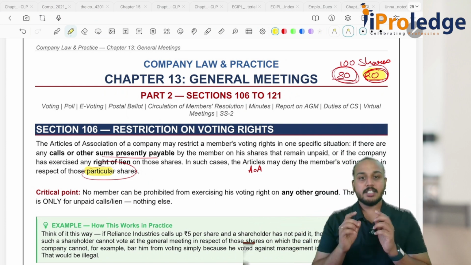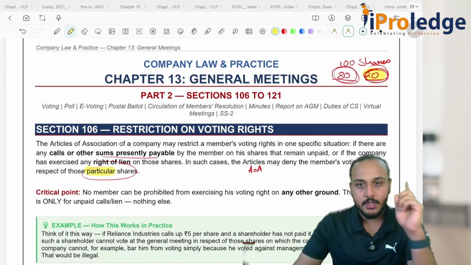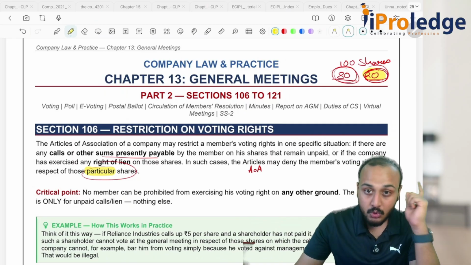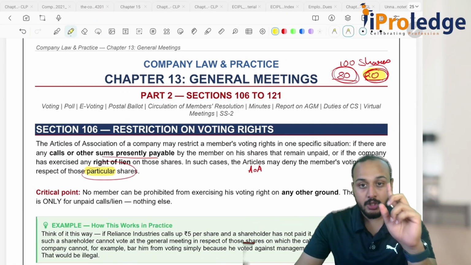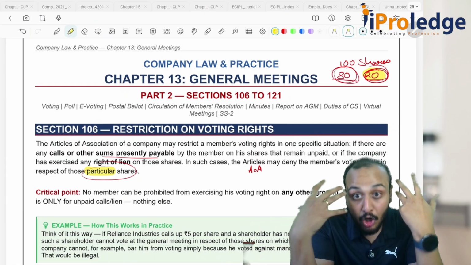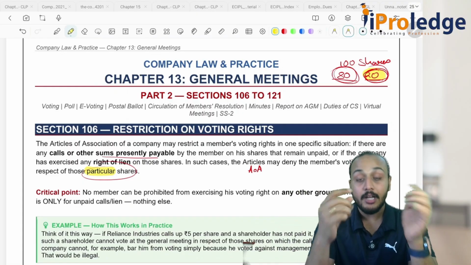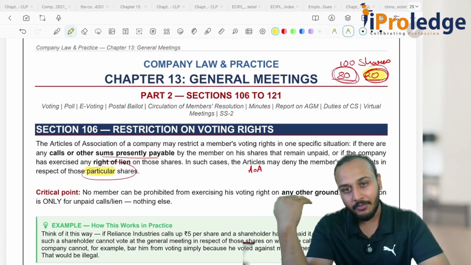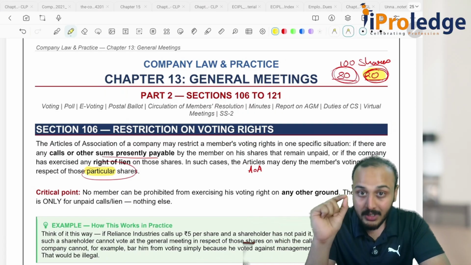Let's quickly revise. Section 106 does what? Section 106 puts restriction on the voting rights of the members. Why? Because of two scenarios. One, the members were supposed to pay call money. That is what I was trying to tell you. The call money: you have your first call, second call, allotment money, final call. All these monies are there.